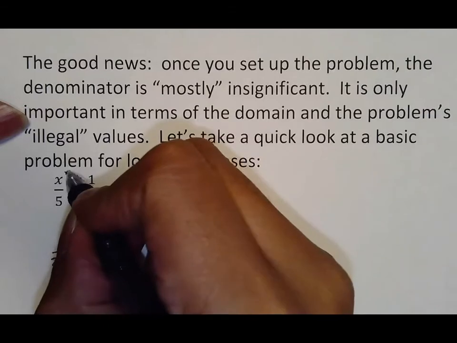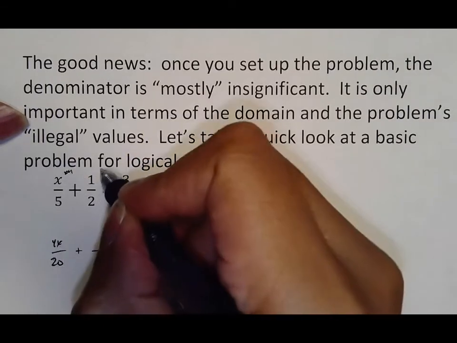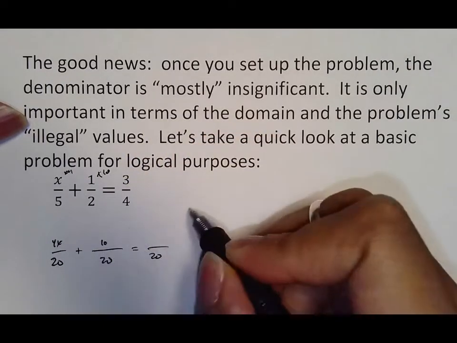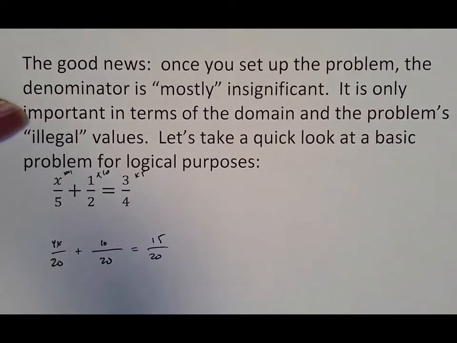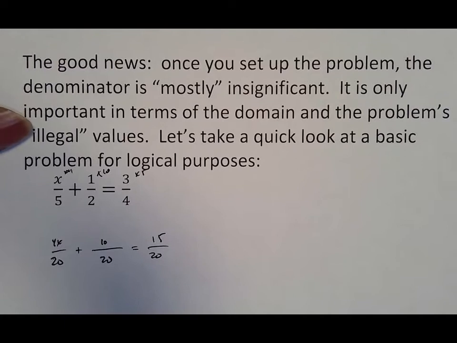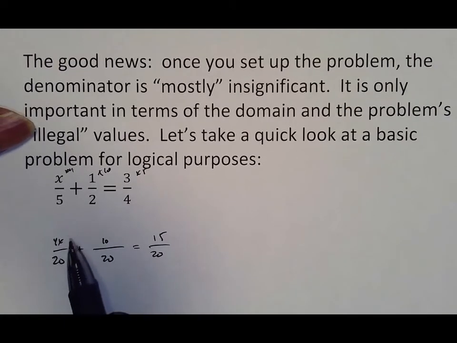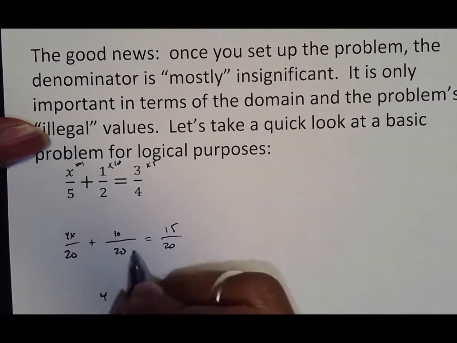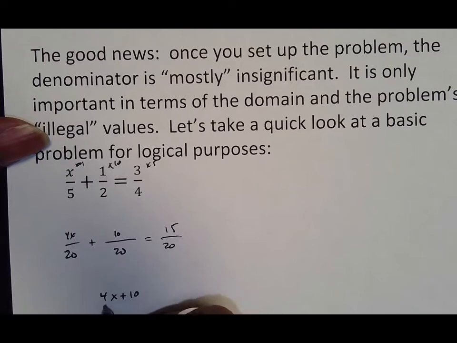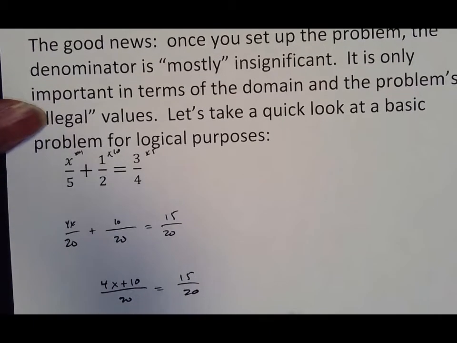That's going to multiply by 4, making that 4x. This is going to multiply by 10, making that 10. And this is going to multiply by 5, making that 15. In the end, here is my question. If it's 4x over 20 plus 10 over 20 equals 15 over 20, that simplifies, if you add those up, to 4x plus 10 over 20 equals 15 over 20.